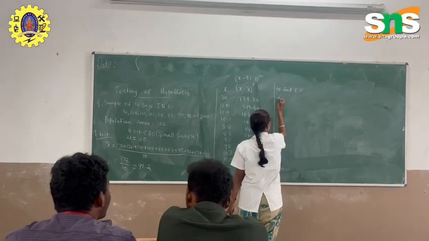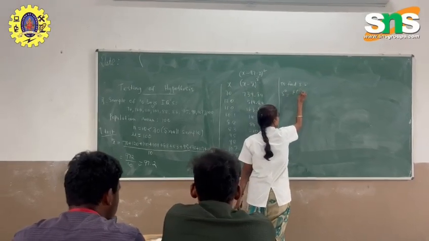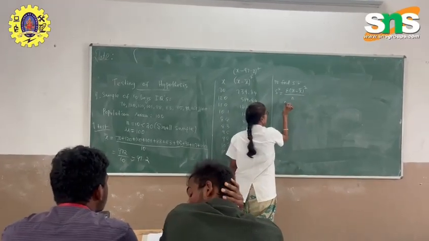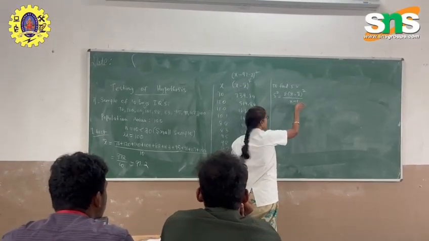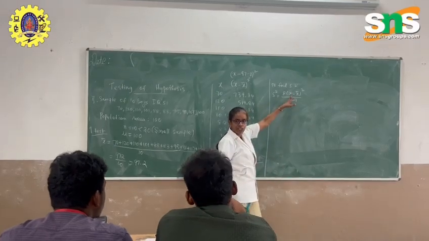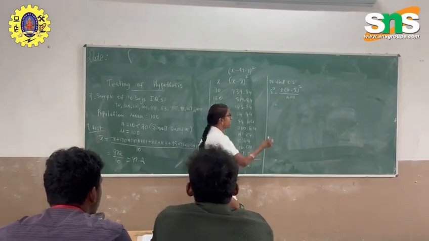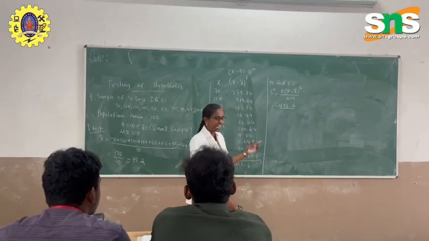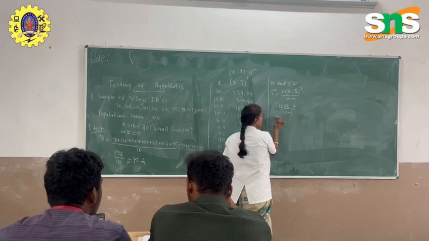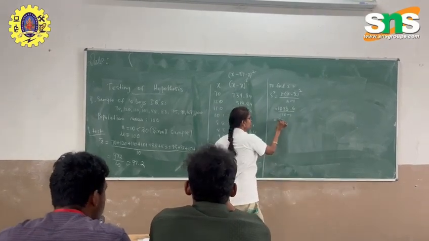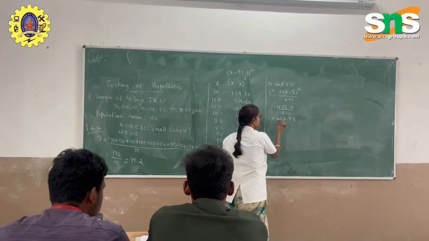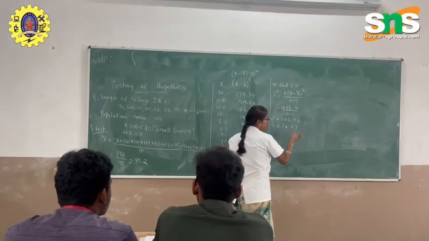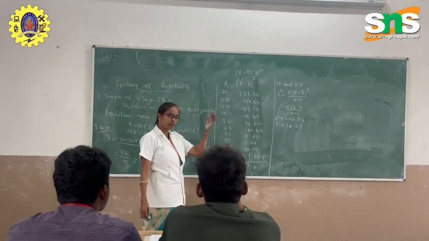The next thing we need to find is S. Tell me the formula for S. S square is the summation of x minus x bar the whole square, divided by n, or n minus 1? N minus 1. We already got the total, which is the last column: 1833.6 divided by n minus 1, which is 10 minus 1, 9. The answer is 203.7, this is S square. Now, what is S? 14.27. After finding S, move on to the steps.